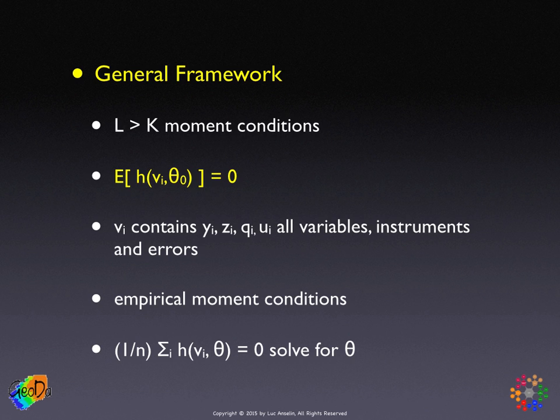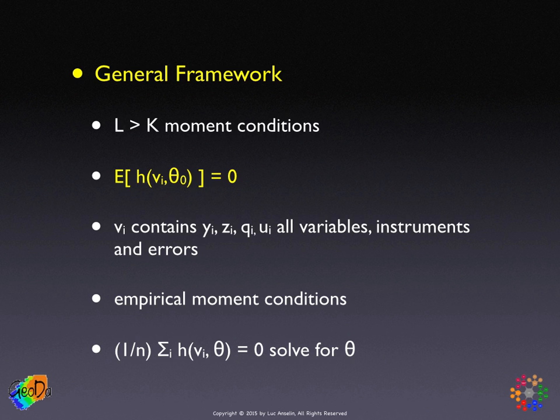In general, we can write the moment conditions, and this is very abstract and very general, as a number of equations in expected value, the equations being functions h, very general functions, of all the possible variables and error terms. These are contained in v sub i, and the parameter vector theta. The sub zero is sometimes put in to show that this is the true population value. So we have a set of equations that are equal to zero in expected value and contain all the observable variables, the unobservable error terms, and the parameters.